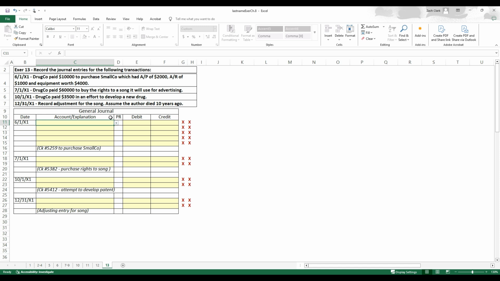So on 6-1, we paid $10,000 to purchase. So cash was paid, and it was $10,000. So let's put that in first. We kind of know that right off the bat. And we purchased Small Co., which had accounts payable of $2,000, AR of $1,000, and equipment worth $4,000. And so let's go ahead and put these all in.